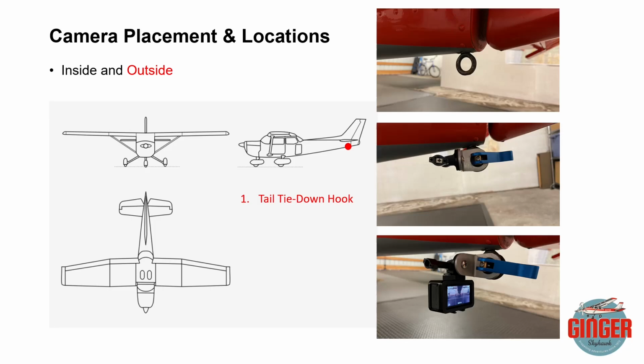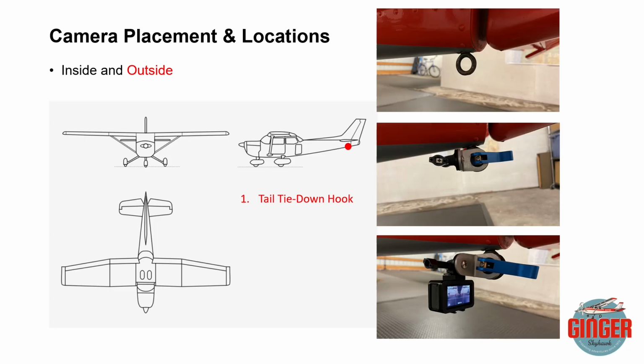So looking outside for the moment, I like the tail tie-down hook. That is honestly my favorite camera location. And I have a clamp style mount that you can get from My Pilot Pro. And all of the mounts and their locations where you can get them will be listed in the video notes down below. I'm not an affiliate or anything.